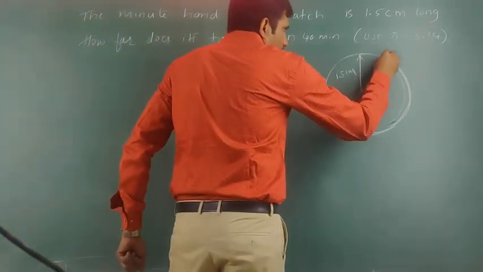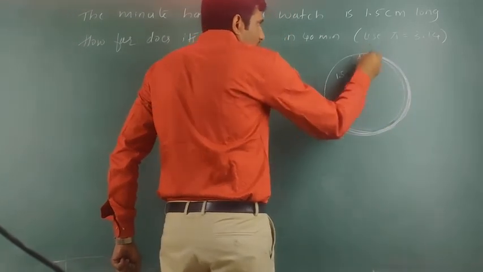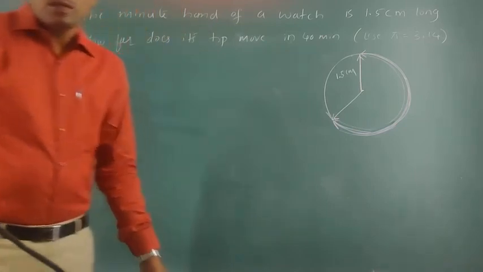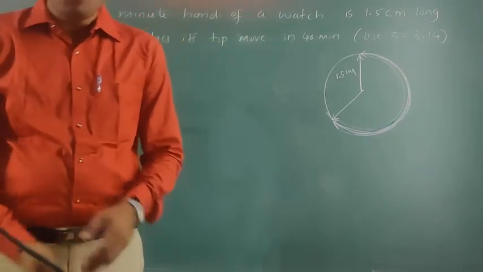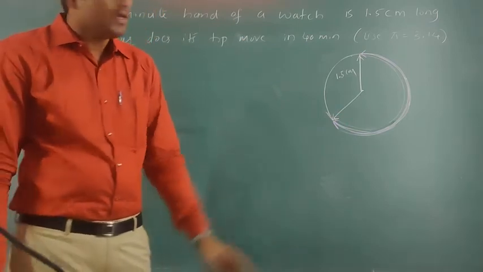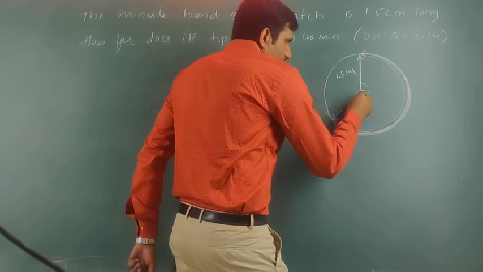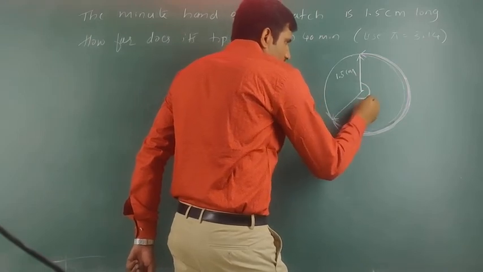From here to here, we have to find this arc length. That is the distance that the tip moves in 40 minutes. If you want to find this, first we have to find this angle in radians.